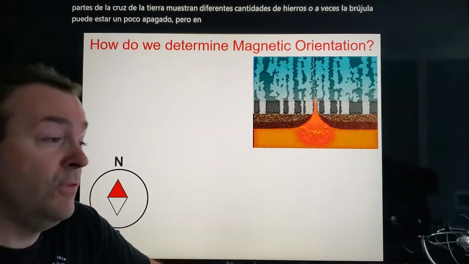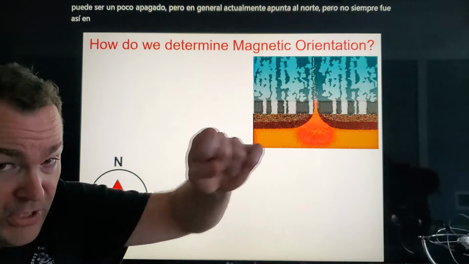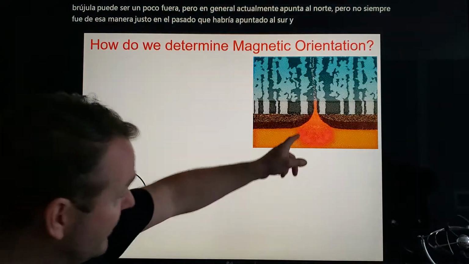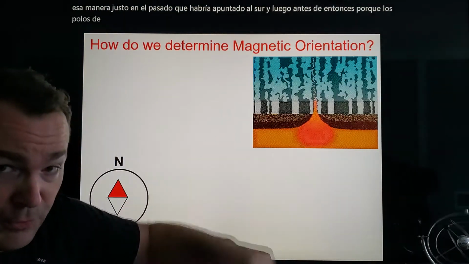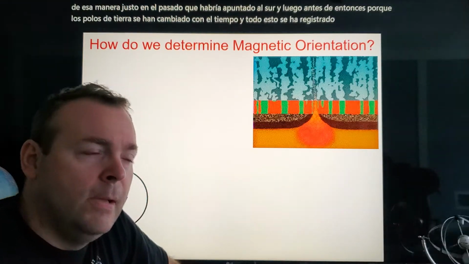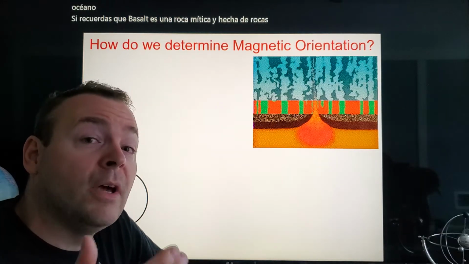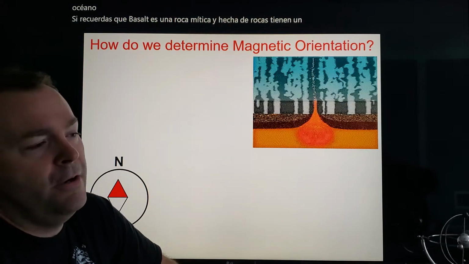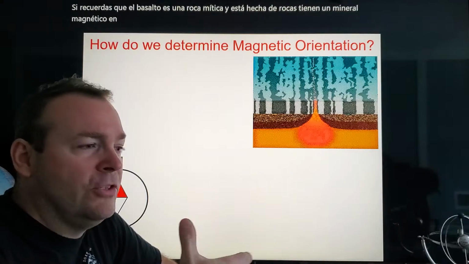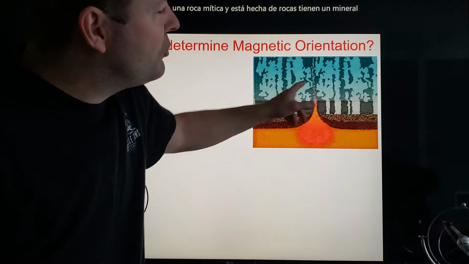In the past, it would have pointed south, and then before then it would have pointed north because the Earth's poles have switched over time, and all of this has been recorded in the ocean floor. If you remember, basalt is a mafic rock. And mafic rocks have a magnetic mineral in them called iron. And iron is going to turn, where it's attracted to, just like the compass. And that's what these black and white stripes are showing you.